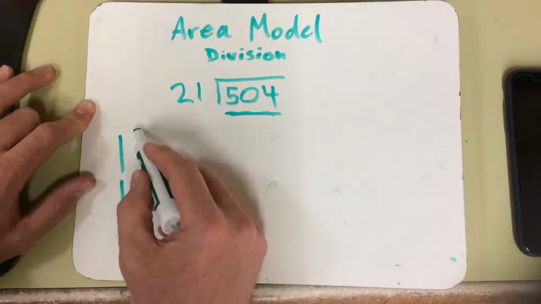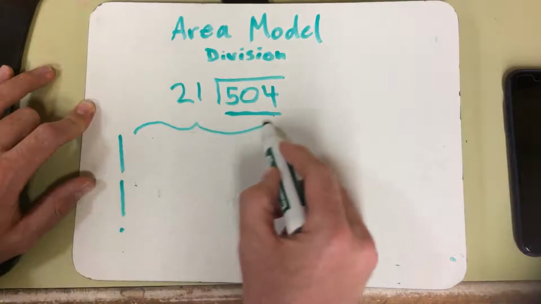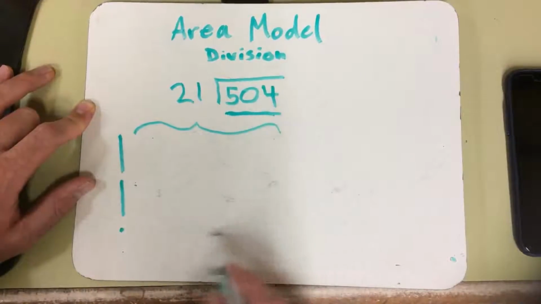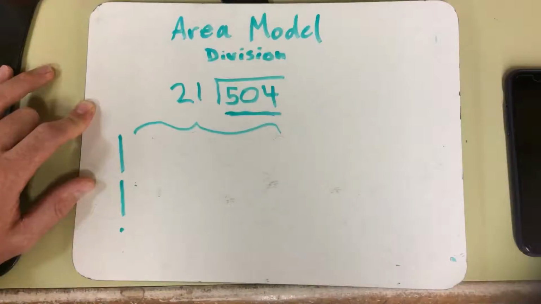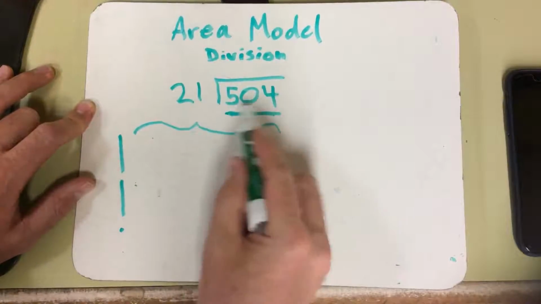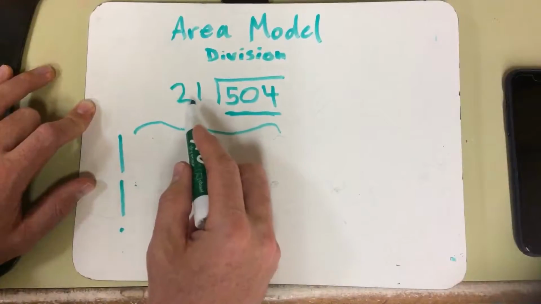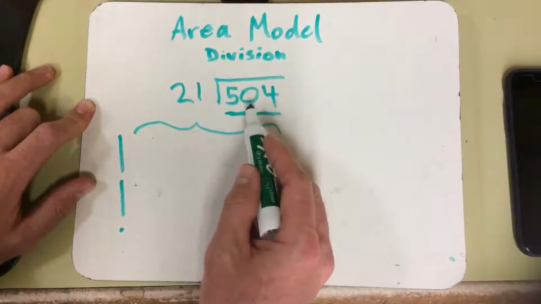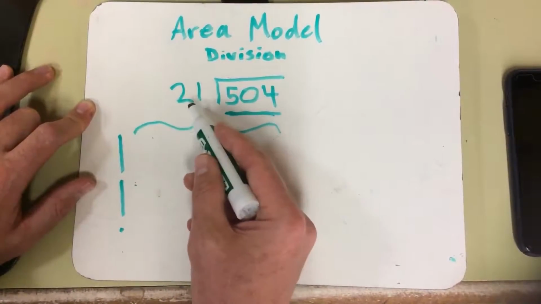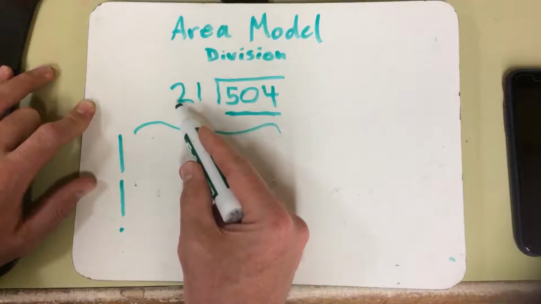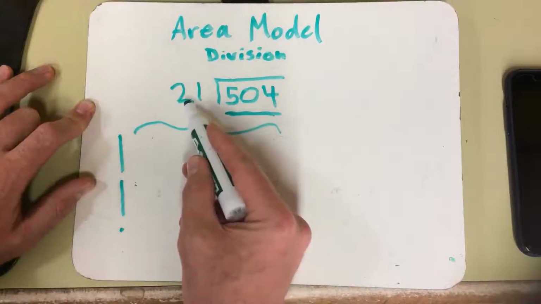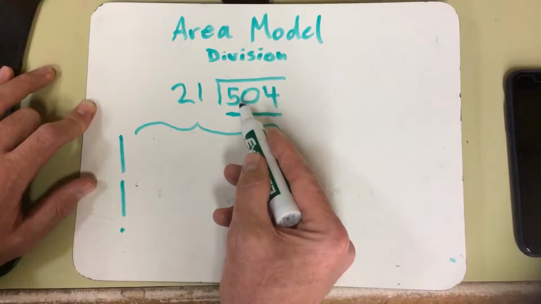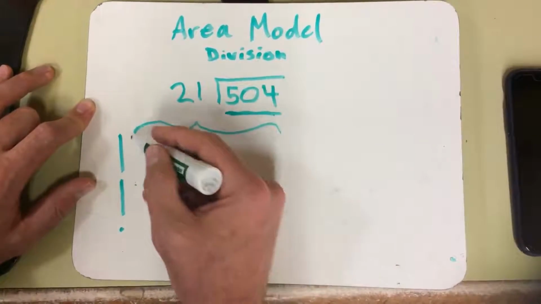So what we're looking for in this strategy is what we're calling the unknown dimension, right? So what is this dimension of our rectangle going to be? So we start by breaking this number 504 into groups of 21 and thinking to ourselves, how many groups of 21 are there in 504? So we can look at this number and go, well, I know there's at least 10 groups of 21 because 10 times 21 is 210, which is still less than our total area. So that'll give us part of our area.